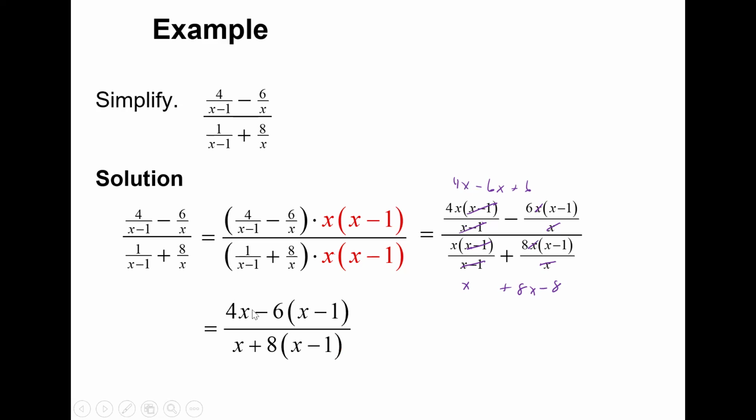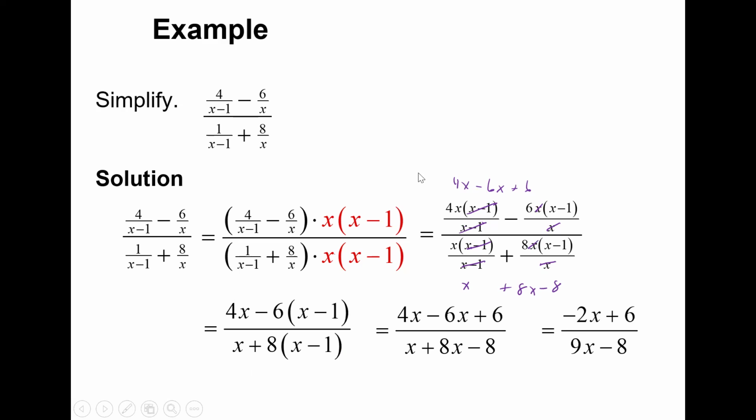And now the book does it a little bit differently. They show you, okay, now we're just going to cancel, and they haven't multiplied yet. And when you multiply, that's the step we have here. So now we're going to reduce, and that minus that is going to give us minus 2x plus 6. Down here, we're going to get 9x minus 8.